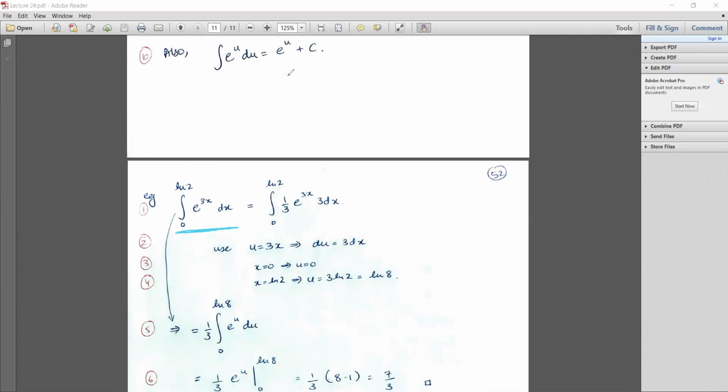All right. So, you can do this by just doing the substitution subconsciously. But if you want to write it out, you can use the substitution u is equal to 3x. And so du will be equal to 3dx. So you multiply and divide by 3, right? And so 3dx becomes du. This 1/3 you can take outside, and e to the 3x becomes e to the u.